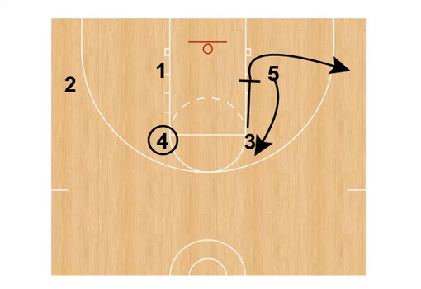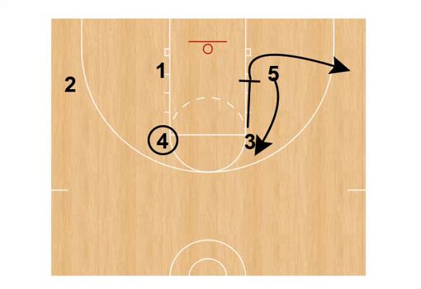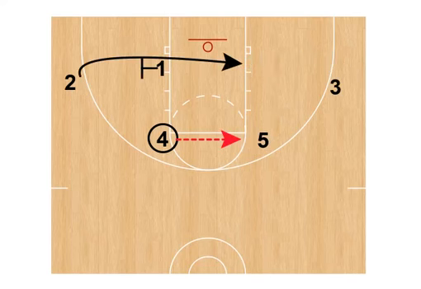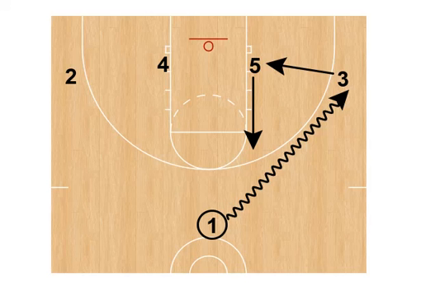This is now you're back in your basic flex offense. Three throws to four. So now you've got three down screen, five pops up, three pops out. And let's say that's not available. Four reverses the ball. You have back screen. You're then going to have four down screen. You're going to have one pop up. You're going to have four pop out. And that right there is how you get back into the flex offense, which again is what all of these entries are. They're just different ways for you to get back into the flex offense.